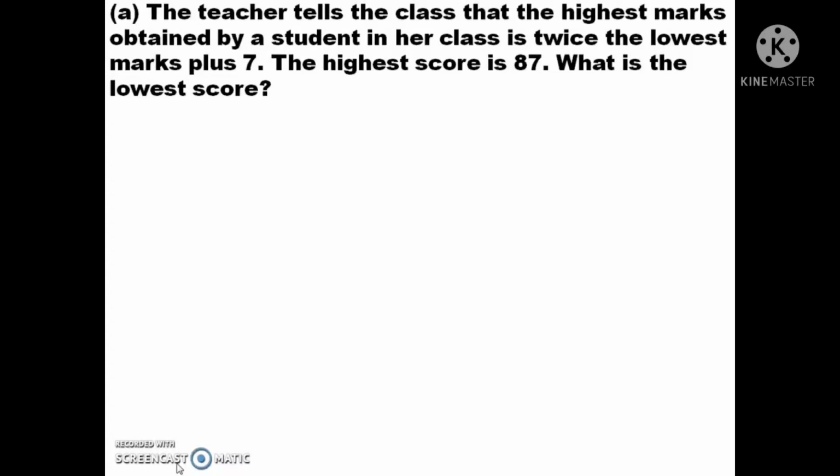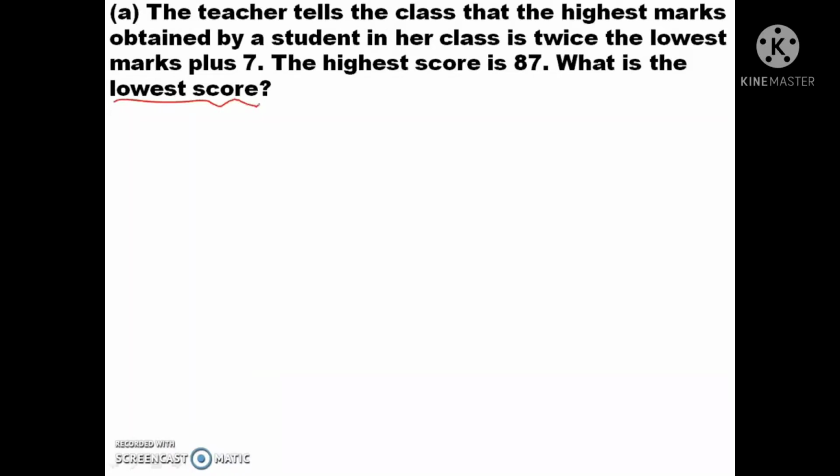The teacher tells the class that the highest marks obtained by a student in her class is twice the lowest marks plus 7. The highest score is 87. What is the lowest score? So, what is the unknown quantity here? After reading the question, students, did you understand what is the unknown topic here? Here, the unknown topic is the lowest score.